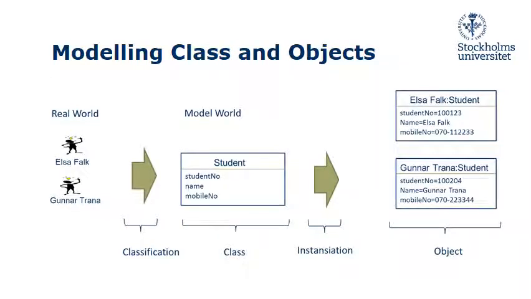Let's now summarize what we have said so far. We have instances in the real world, we group them, meaning that we classify them into a class. In this case, the class is student. And we give the student attributes, which are the common characteristics of the instances. And when we have created this class, we can also instantiate objects of this class. And when we do that, we provide each object with values.